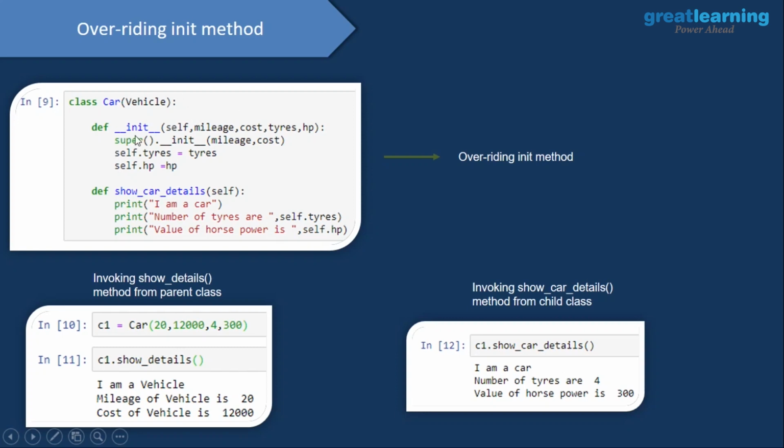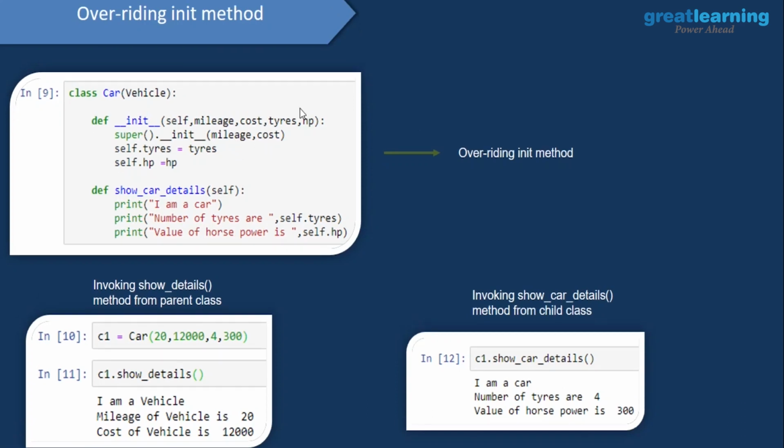So I will write down super.init, which would basically mean that I am invoking the init method of the super class, or I am invoking the init method of the parent class. And inside this, I am passing in mileage and cost. So these are just values of the parent class which I am passing in.